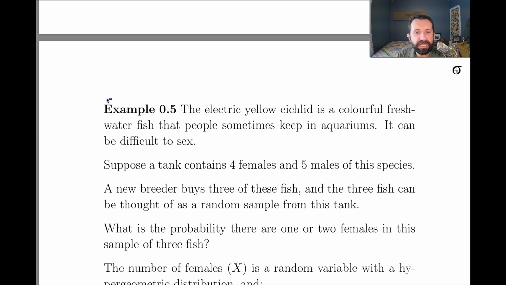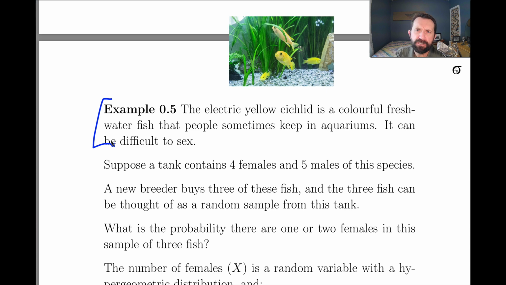Okay, so we're going to look at an example, maybe illustrating some of this notion. We have the electric yellow cichlid, a colorful freshwater fish that some people like to have in their aquariums. And it's difficult to sex, so it's hard to tell whether it's male or female. Here's a little picture. These are not electric yellow cichlids, but they're yellow cichlids, with a license to use the picture. Electric yellow ones have a little black on them. They're cooler, you can look them up. No offense to these little fishies.